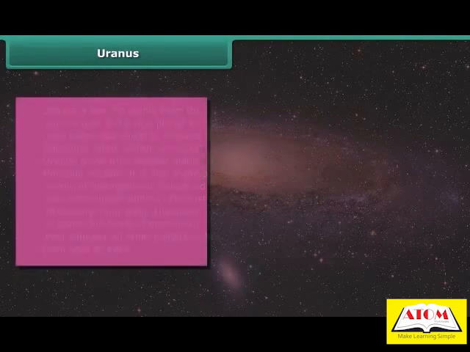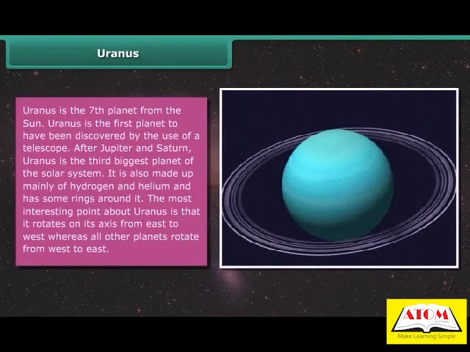Uranus. Uranus is the seventh planet from the Sun. Uranus is the first planet to have been discovered by the use of a telescope. After Jupiter and Saturn, Uranus is the third biggest planet of the solar system. It is also made up mainly of hydrogen and helium and has some rings around it. The most interesting point about Uranus is that it rotates on its axis from east to west, whereas all other planets rotate from west to east.